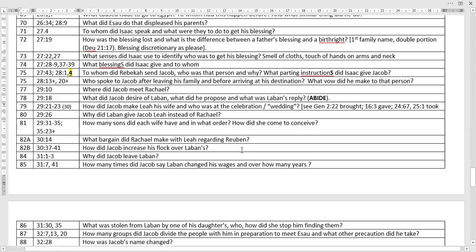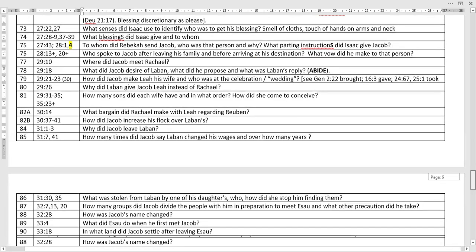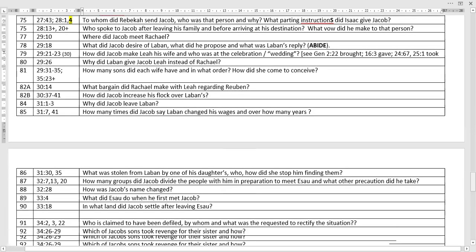I've done that one. How did Jacob increase his flock over Laban? I'm going to read a story. He kind of cheated him with his flock. So have a read of that story.